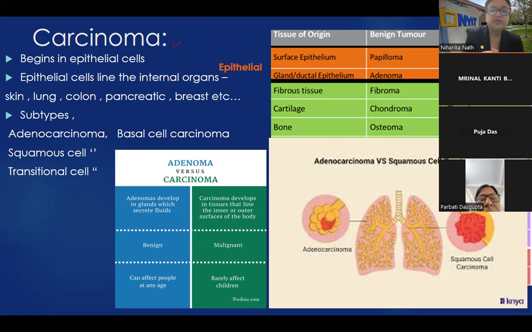Surface of all the organs, all the internal organs, okay? So lung, colon, pancreatic, breast, etc. And so here we are. This can be of various types. It will be either a basal cell carcinoma, for the skin. It can be squamous cell, like in the mouth, oral cavities, or cervical, and transitional carcinoma, which is typically in the kidneys, etc. So no need to go into all those details.